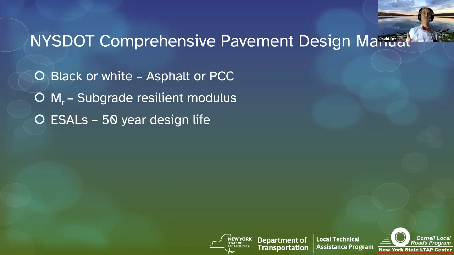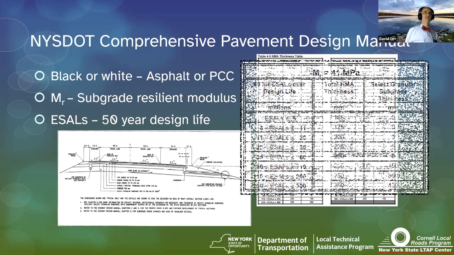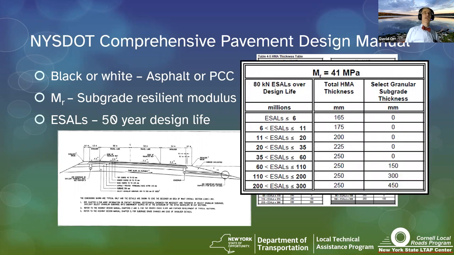If you look in the handout we've given you, you'll get a chart and a graph that looks like this. You can go onto the chart and pull out the thickness that you need based upon the number of ESALs. There's a simplified technique for counting the number of ESALs that are available. In this particular case, let me go back up one slide. There we go.